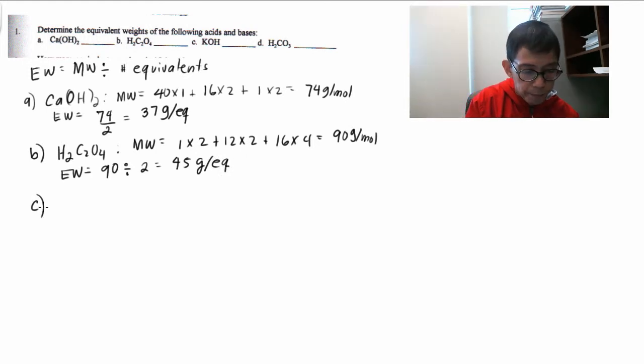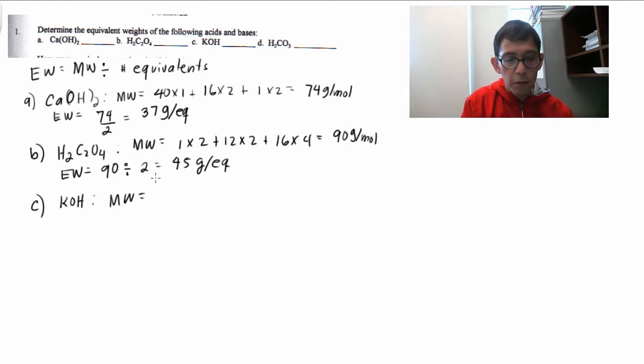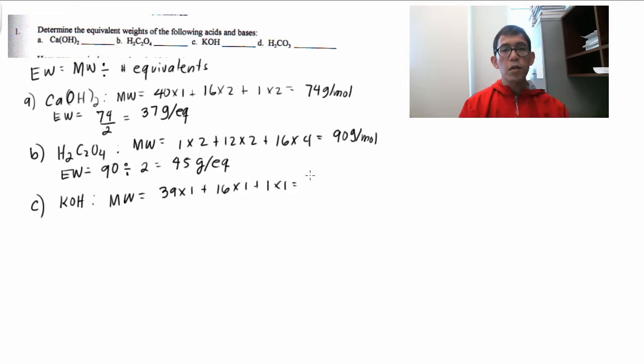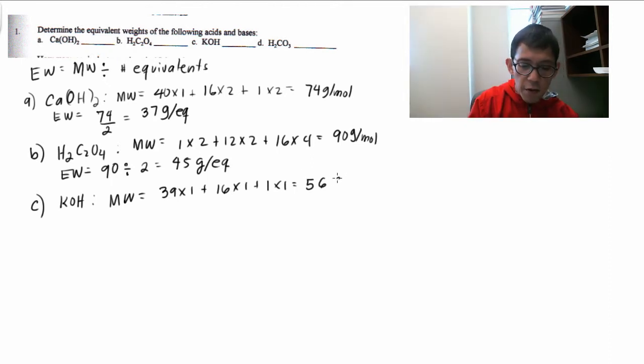C, KOH. Molecular weight is equal to: potassium is 39, and there's 1 potassium. Oxygen is 16 times 1. Hydrogen is 1 times 1. So you should get a molecular weight of 56 grams per mole.